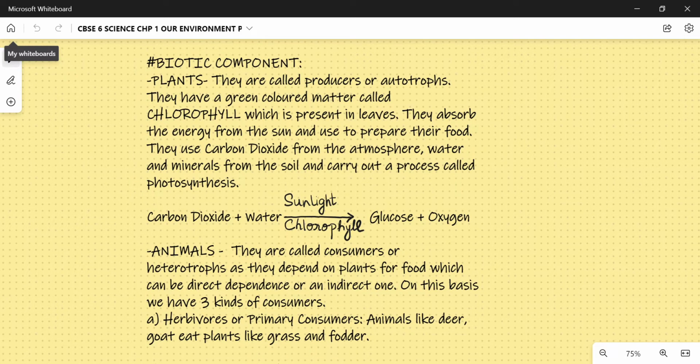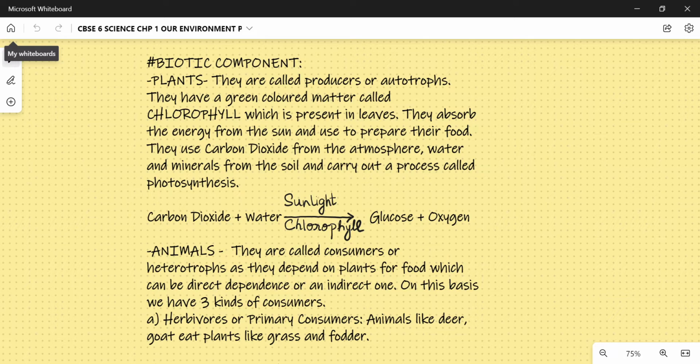Further getting into the biotic component, we'll be discussing plants. Plants are called producers or autotrophs because they can prepare their own food. They have some green colored matter called chlorophyll, which is present in the leaves, which helps them to absorb the energy from the sun to prepare their food.